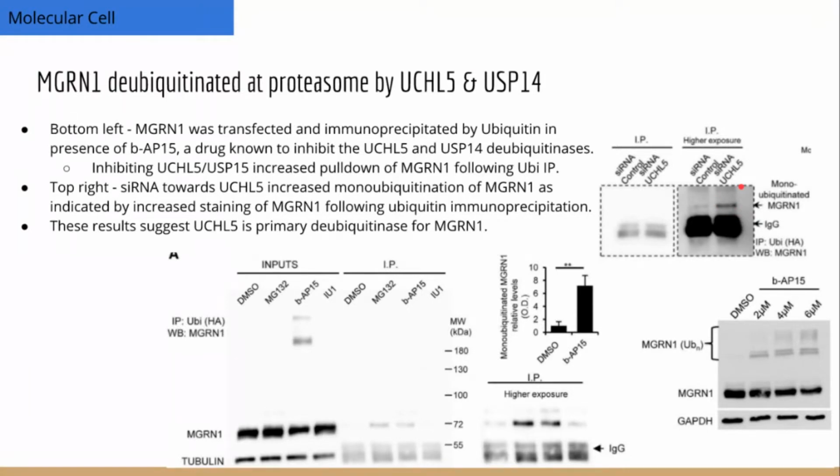So these results collectively suggest that the monoubiquitination of MGRN1 is increased following the knockdown or the inhibition of UCHL5. And so UCHL5 is the primary deubiquitinase that cleaves the ubiquitin from MGRN1.